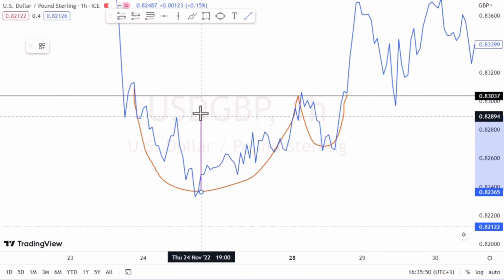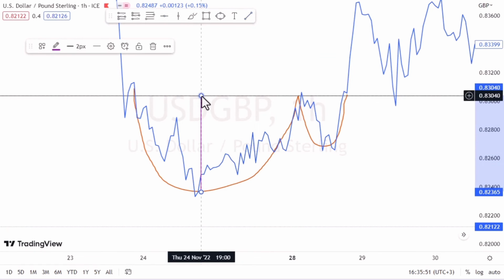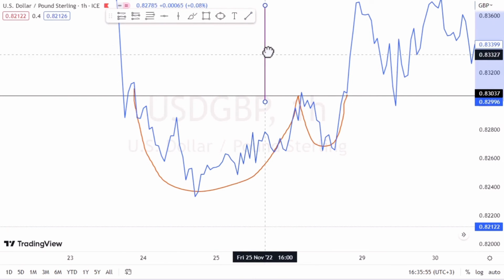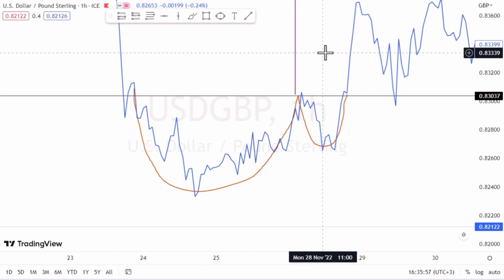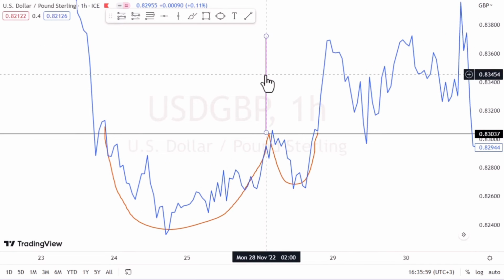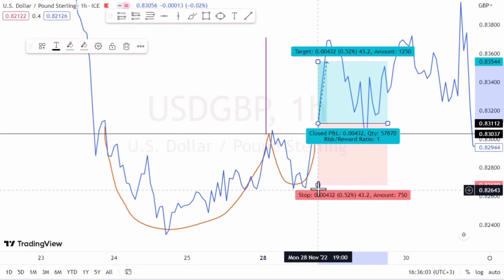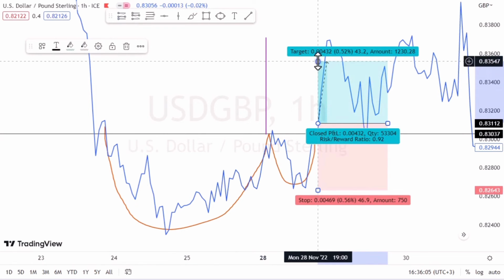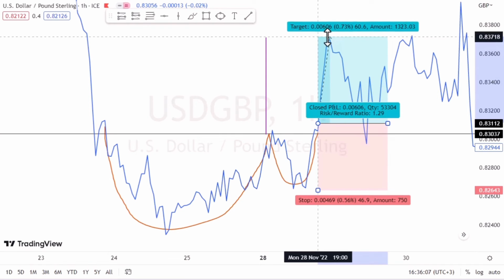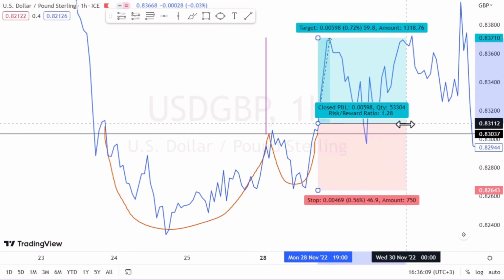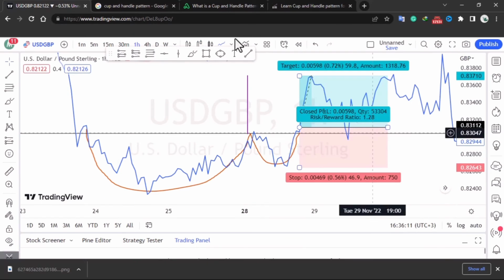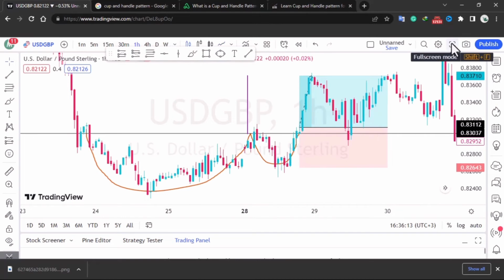It's really easy. We can just determine from the very bottom of the cup to the neckline, like this. And then the price after breaking the neckline goes up at least this amount. So if we took a long trade here, with our stop loss here, you can see it easily, piece of cake, the price hits our target just like that.